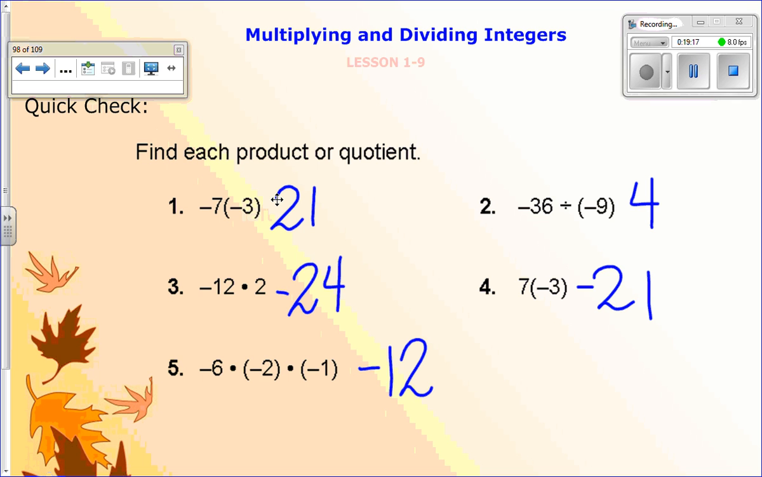All right, and again, if you got those wrong, just go ahead and look through it, go back through the rules, and see if you can find the error. If you can't, come to school tomorrow morning, and then I can talk you through it.